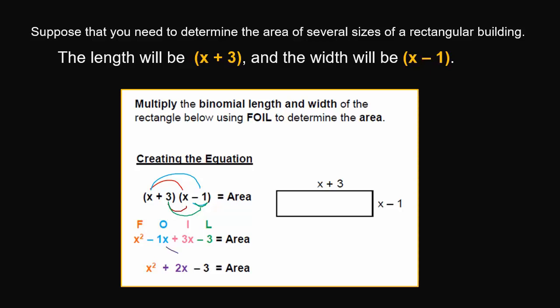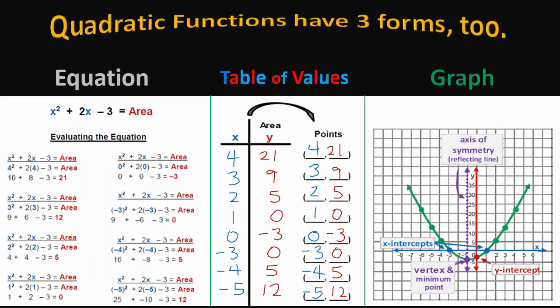We combine our like terms in the middle. Negative 1x plus 3x is 2x, and we end up with x squared plus 2x minus 3 is equal to the area. Remember that quadratic functions have three forms too, just like linear functions.